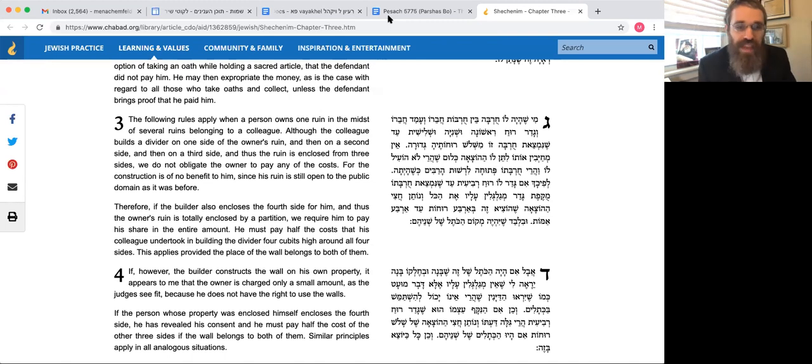However, if the builder also encloses the fourth side for him, my neighbor makes four fences in his property, and he fences all three sides for the benefit of his own property. And then he fences in the fourth for the benefit of my neighbor's property. But as a result, now I have a fenced in protected property. The value of that property goes up. And thus the owner's ruin is totally enclosed by a partition. We require him to pay his share in the entire amount. Entire amount means all four walls.